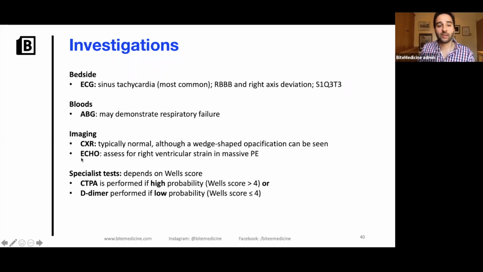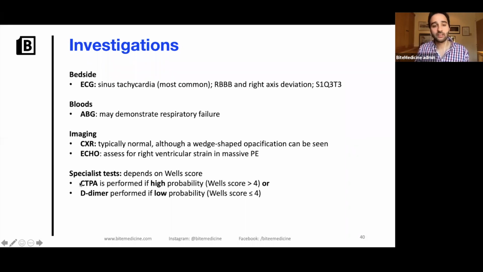Another form of imaging is an echo. We do an echo to assess right ventricular strain in a massive PE. A massive PE, like we said, can cause cor pulmonale, so we need to assess the strain that's being put on that right ventricle. And then the specialist tests you're going to do are dependent on the Wells score, which we just calculated on the previous slide.